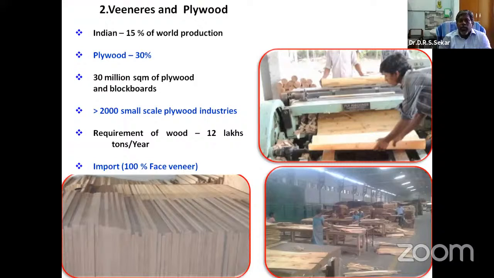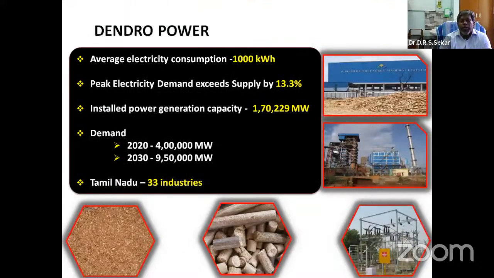Of the world's production, India produces 50% of the plywood. Veneers are being produced, and plywood is around 30%. We have over 2,000 small scale plywood industries in our country. The requirement of wood is around 12 lakh tons per year. We are almost totally importing face veneers. Only core veneer we are making with the domestic supply, and the face veneer, which is commercially very important, that's what the data says, we are importing 100%.